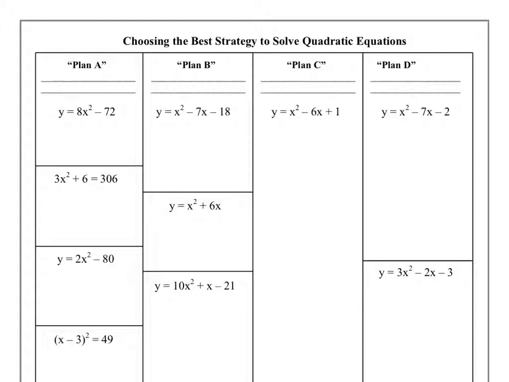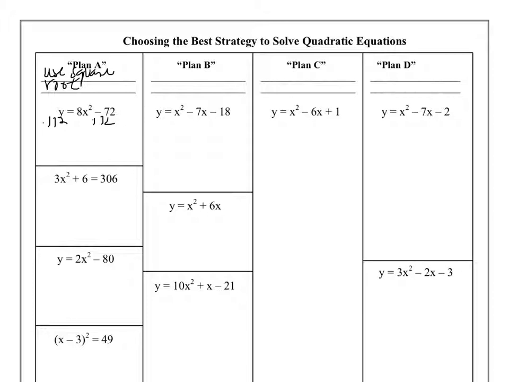Okay, in the first one here, I see that in plan A there are 2 terms and we're missing a B term. So the strategy best here would be solving by using a square root. Okay, so I'll put use square root. And remember when we were using the square root that we added 72 to the left to set them equal to each other.